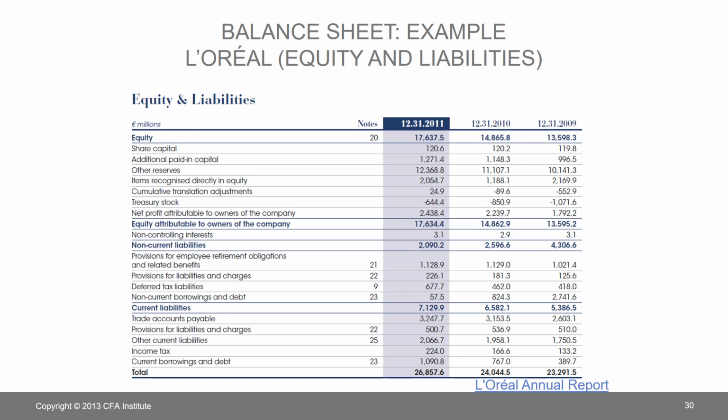This balance sheet example is for L'Oreal, and it shows the equity and liabilities portion. Remember that L'Oreal is a French cosmetics company that prepares its financial statements under IFRS, and L'Oreal's balance sheet, based on that, orders assets from least liquid to most liquid, with non-current intangible assets at the top and cash at the bottom of the balance sheet.